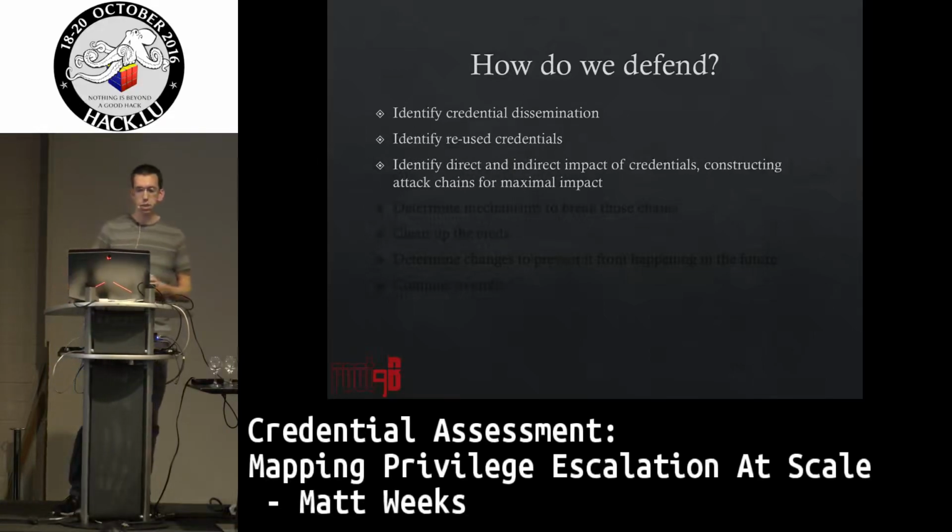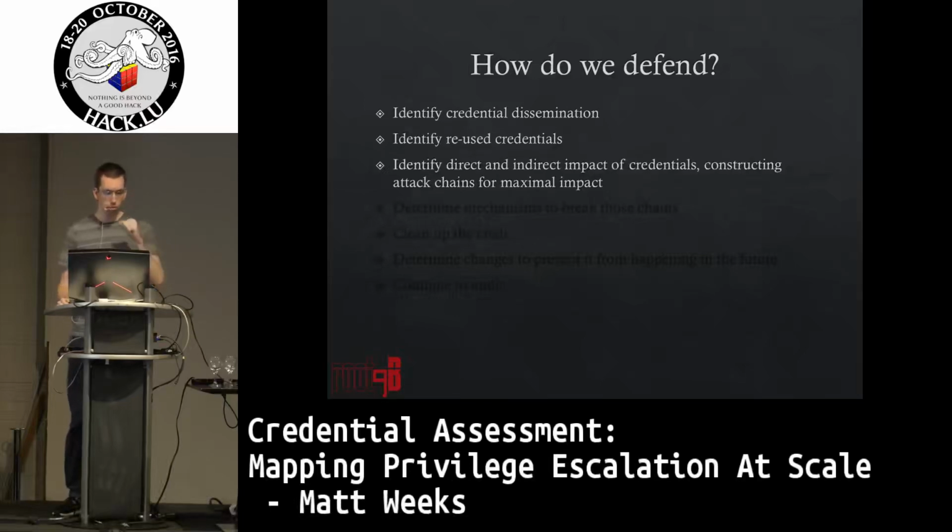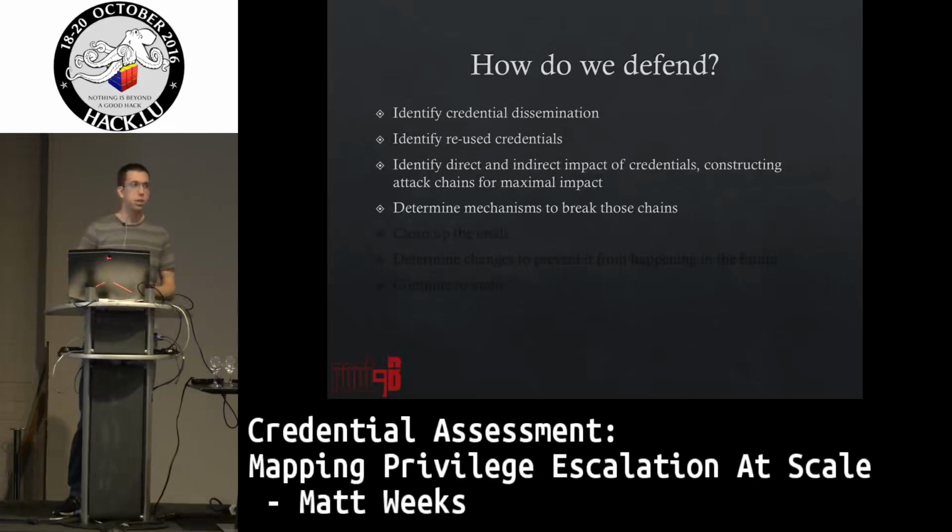The next thing that we do, after we've identified where these are and what the credentials are, is look at what the impact of the credentials are. So basically, what is the group membership? What are all the groups that everyone is a member of? What are all the privileges that those groups have? And what privileges have those groups been given on different systems? And what are the various configuration settings of those systems to figure out who has rights over what systems? And then once we do that, we want to determine mechanisms to break those chains.